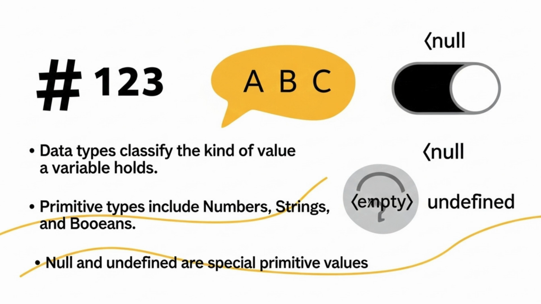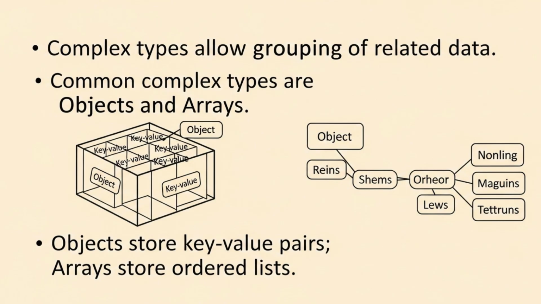Finally, you'll also encounter null and undefined. These are special primitive values that essentially indicate the absence of a value. Undefined means a variable is declared but unassigned, while null is an intentional no-value assignment. Knowing these primitive types helps you perform the right operations. But what if you need to store more complex, grouped information? That's what we'll explore next.